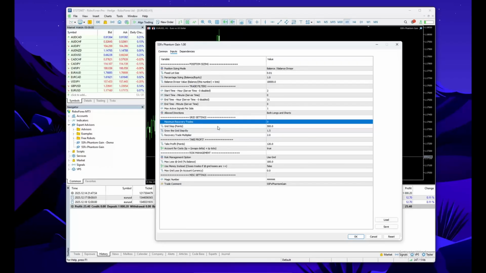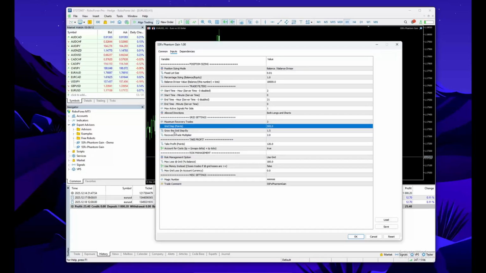I hope that explanation was good enough. If not, definitely send us an email via our support email, and we'll definitely reply to you and help you go through the settings. Otherwise, the next setting is related to the grid step.